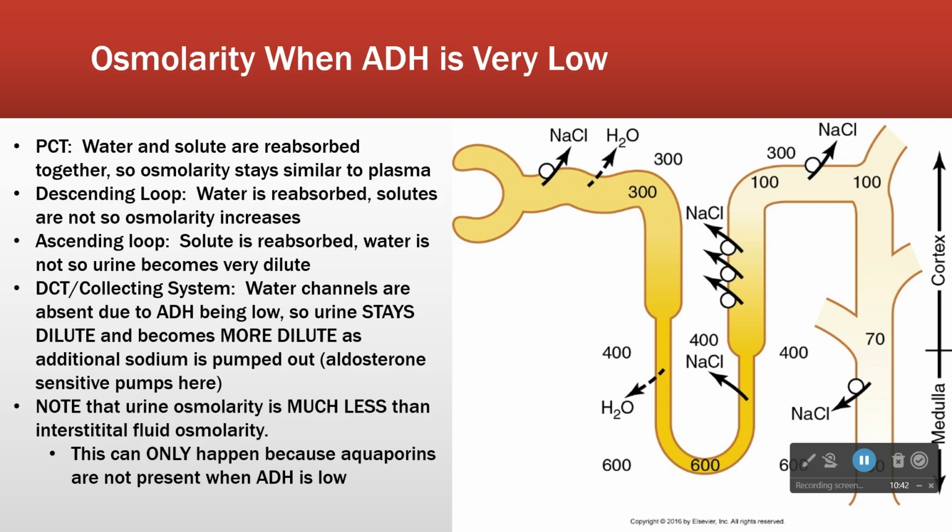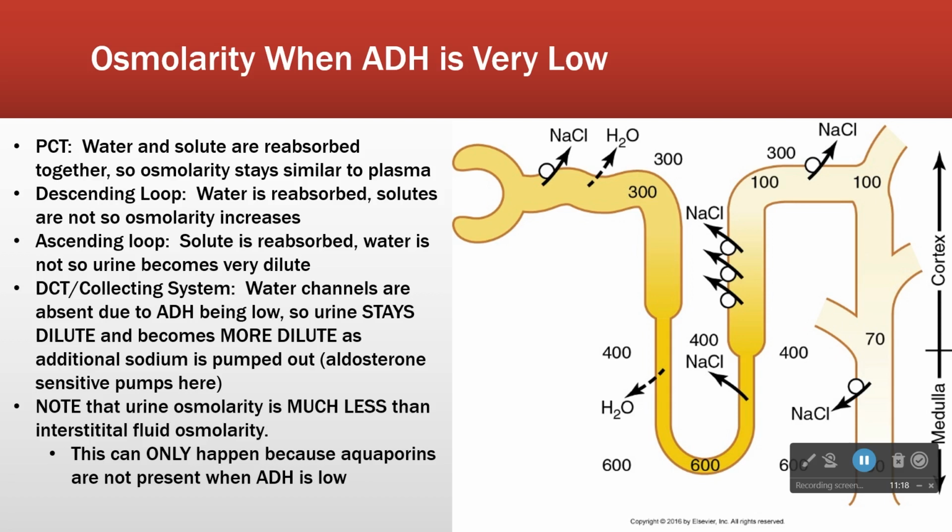All right, so the only time we get this pattern is when ADH is very, very low, which doesn't happen very often. Sometimes head injuries, for example, will confuse the posterior pituitary, and you'll release ADH when you shouldn't. Or you can have a problem with your posterior pituitary where you don't release ADH at all, right? So that would give you this example.